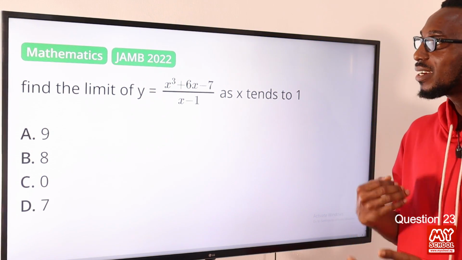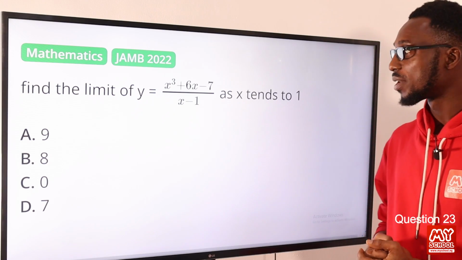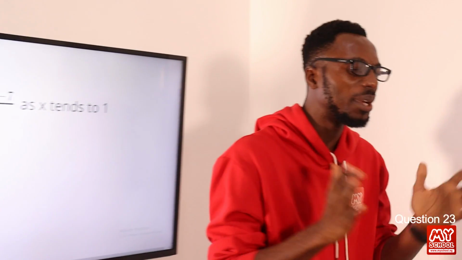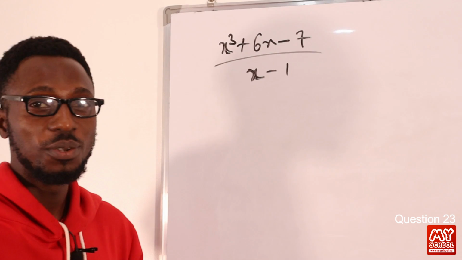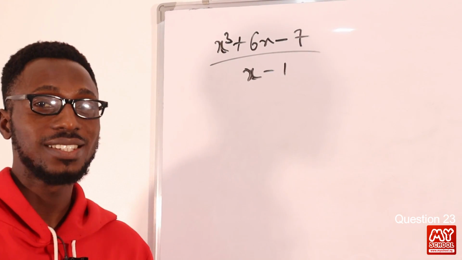23. Find the limit of y equals x cubed plus 6x minus 7 over x minus 1 as x tends to 1. So how do we do this? Very easy. All you need to do is to differentiate your numerator, differentiate your denominator as well. Then you put in the value of x as 1.